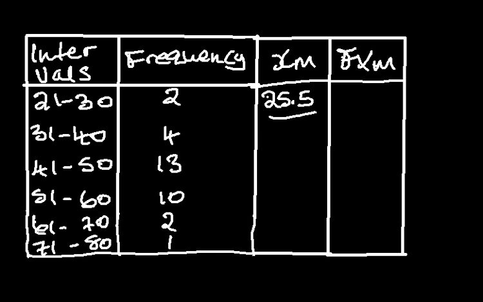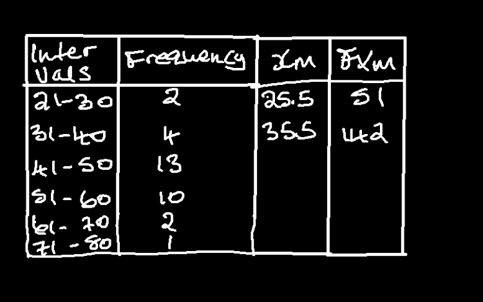And what is this times the frequency? Times 2, we have 51. And for another group, we have 31 plus 40, and divided by 2, we have 35.5. And what is that times 4? That is given as 142.